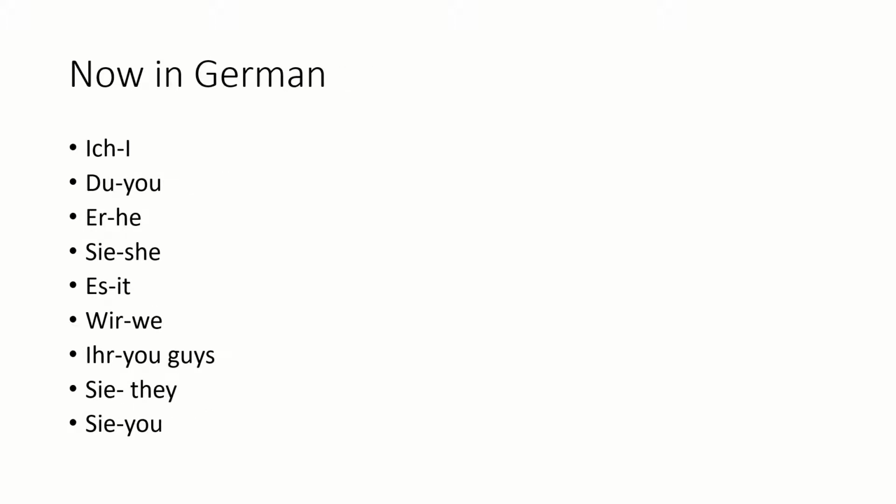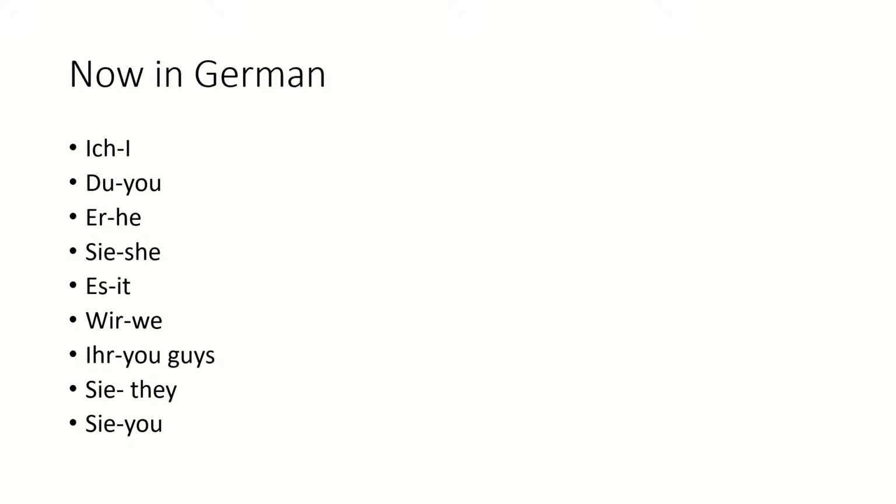So now them in German. For I, it's ich. For the first one, it's like you're saying an S instead of a C. Du is you. That one sounds pretty similar to English. Er is he. Sie is she. Es is it. Wir is we. Ihr is you guys. And at the end, there's two more Sie's: Sie for they, and then Sie for you.